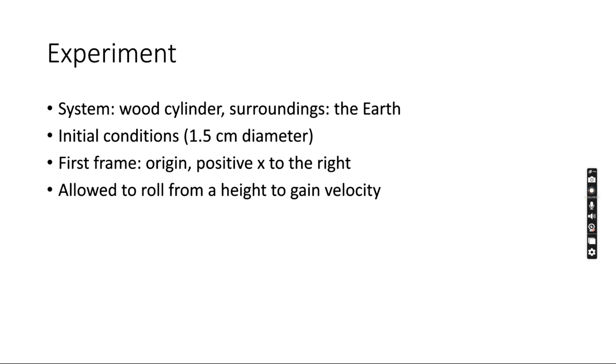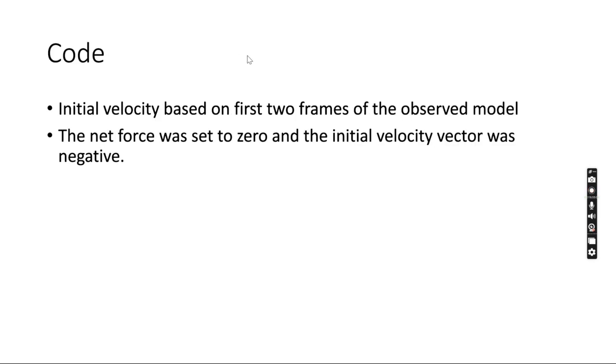The cylinder was allowed to roll from a height to gain some initial velocity, and the first frame was after it had landed on the table, which was in theory supposed to be constant. For the code, the initial velocity vector was calculated based on the first two frames of the observed model, which means we found the displacement of the first two frames and then divided by the change in time, and that was the initial velocity vector. And since velocity is constant, it was going to maintain that throughout the code. The net force was also set to zero, and of course this initial velocity vector was in the negative direction.